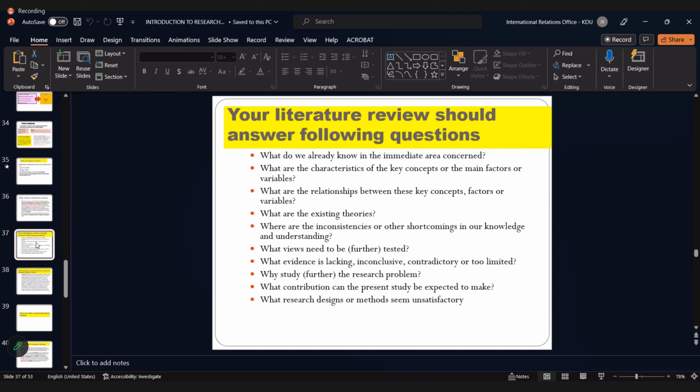Always ask why, what for? Why do we need to do this? What contribution can the present study be expected to make? Actually, what is the contribution that I am expecting? Okay. What research design or methods seem unsatisfactory? What went wrong? What went wrong?